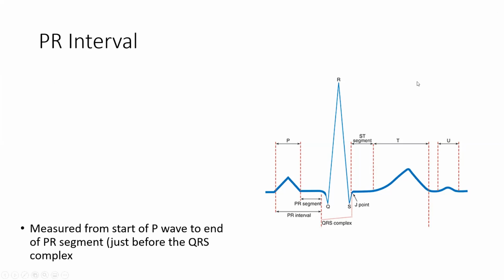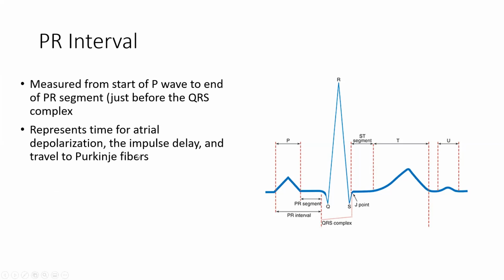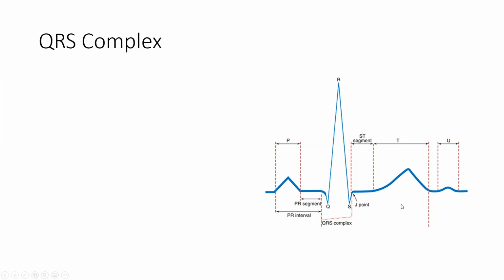Next we have the PR interval, and this is measured from the start of the P wave to the end of the PR segment, or just before the QRS begins. This represents the time for atrial depolarization, so this is the completion of that contraction. It accounts for that impulse delay that we talked about, and it allows that impulse to now travel to the Purkinje fibers. This one's a little bit longer. The time is usually 0.12 to 0.20 seconds.